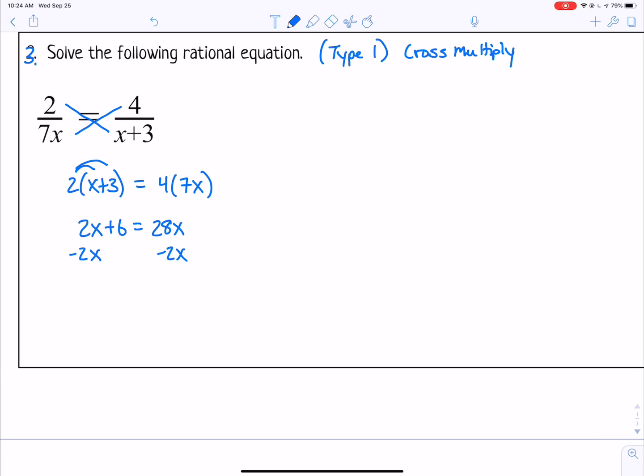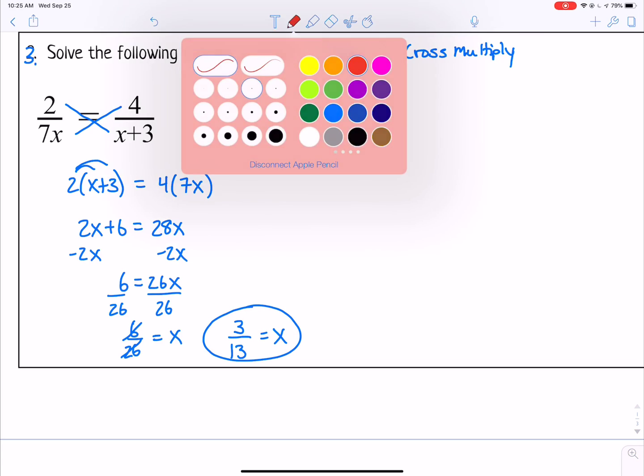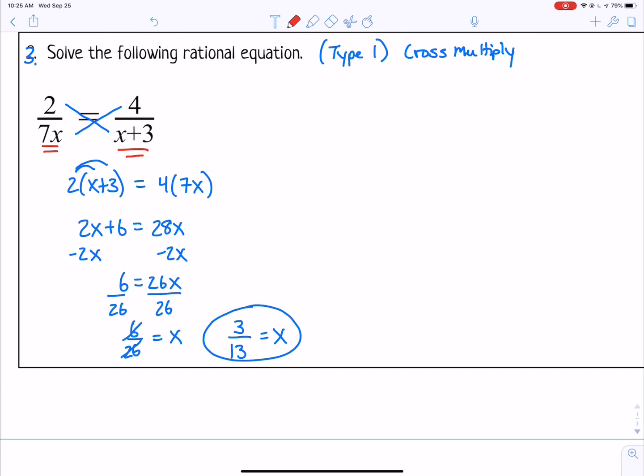So let's subtract 2x. Bring down 6 equals 26x. And then divide both sides by 26, and we get 6 over 26 for x, but we could reduce that a little bit to just divide them by 2. We would get 3 over 13. Now we could also state our restricted values because we have places that the denominator would equal 0. So x cannot equal 0 because that would make this side over here on the left equal to 0. And then x cannot equal -3 because that would make the side on the right equal to 0.